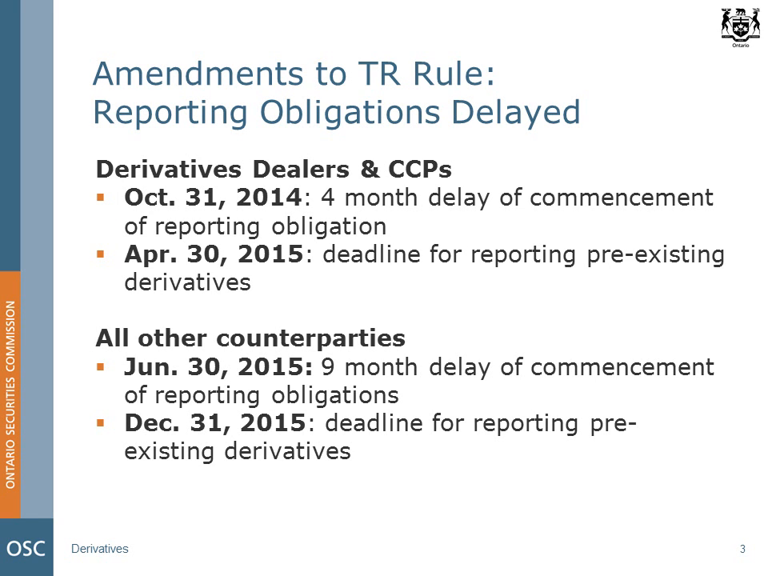In respect of the extensions of time for compliance with the general reporting obligations under the rule, where a reporting counterparty to a transaction is a derivatives dealer or a recognized or exempt clearing agency, the duty to report derivatives data in respect of that transaction has been delayed from July 2, 2014 to October 31, 2014. Further, derivatives dealers and clearing agencies are required to report pre-existing reportable transactions no later than April 30, 2015.